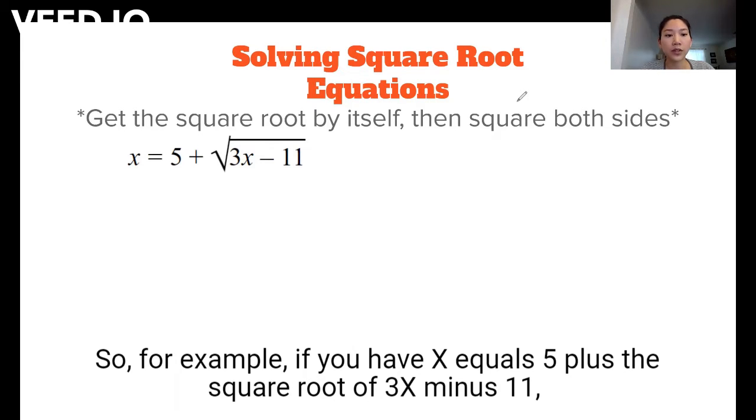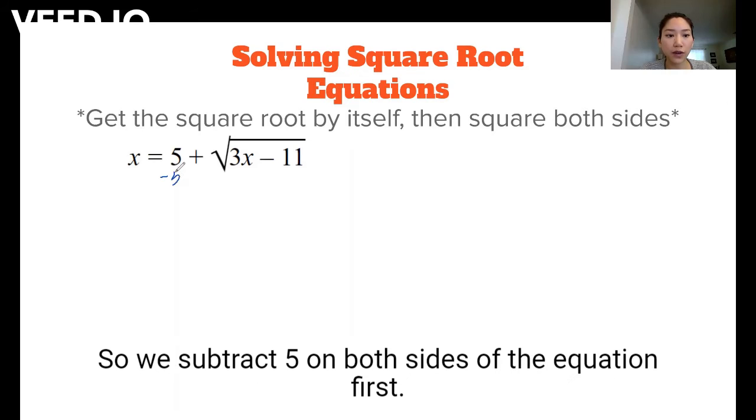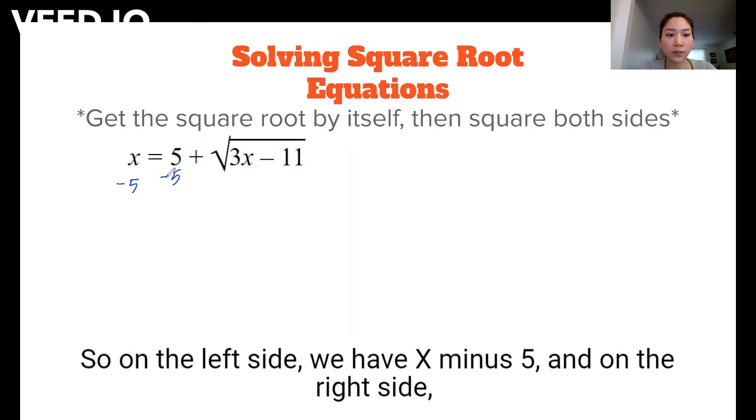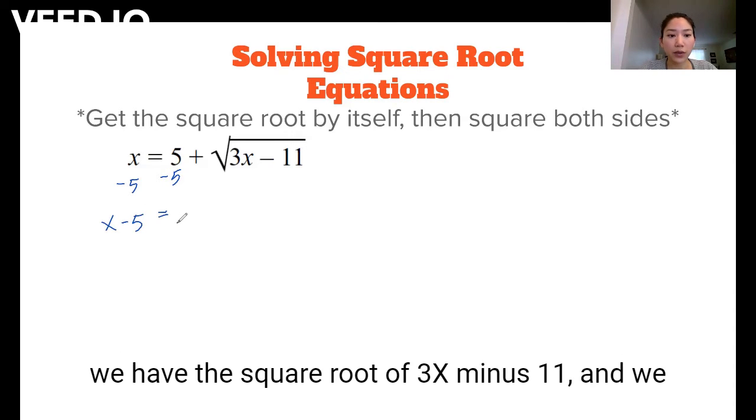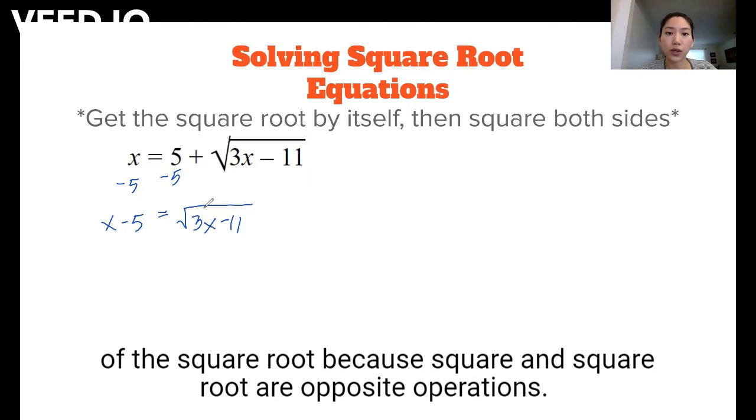of the square root. So for example, if you have x equals 5 plus the square root of 3x minus 11, we want to get the square root by itself. So we subtract 5 on both sides of the equation first. So on the left side, we have x minus 5, and on the right side, we have the square root of 3x minus 11. And we square both sides of the equation so that we can get rid of the square root, because square and square root are opposite operations.